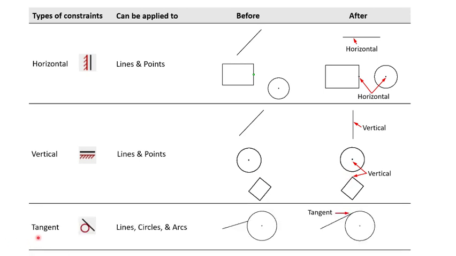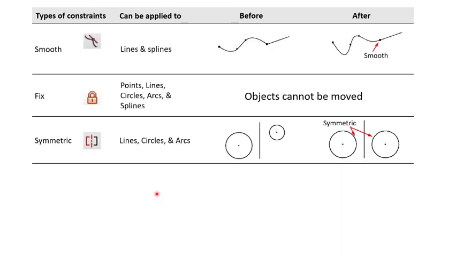And there's a tangent constraint. You can use it on lines, circles, and arcs. Let's say here there's a line and a circle. Once I apply the tangent constraint, the line will be tangent to the circle. There's a smooth constraint. You can use it on line and spline. Let's say in here there's a spline and a line, but this joint is not smooth, so you can smooth it out using this constraint.